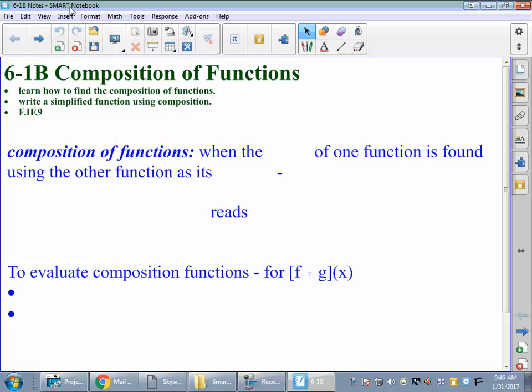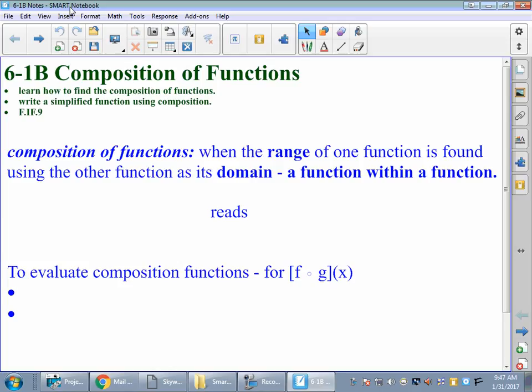These are your 6-1B notes, composition of functions. In this section, we're going to learn how to find the composition of functions. It's a new operation, and we're going to learn how to write simplified functions using composition. So before we begin, I got to define what a composition of functions is.